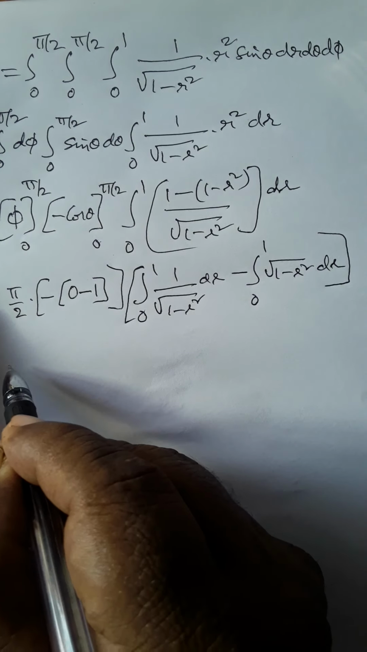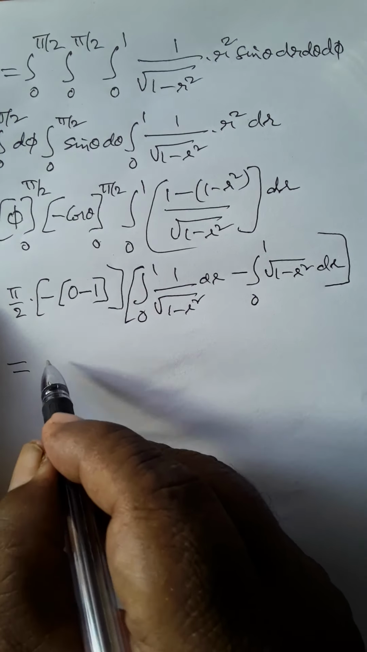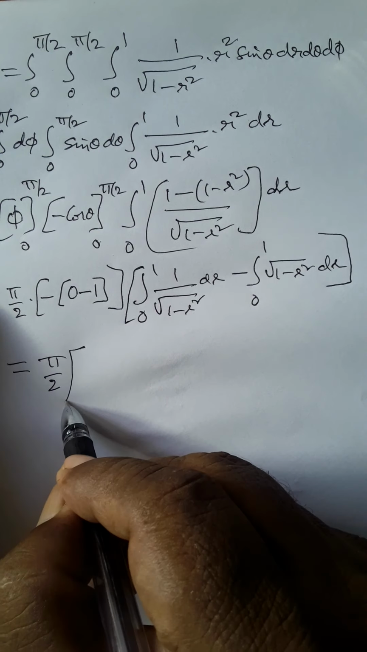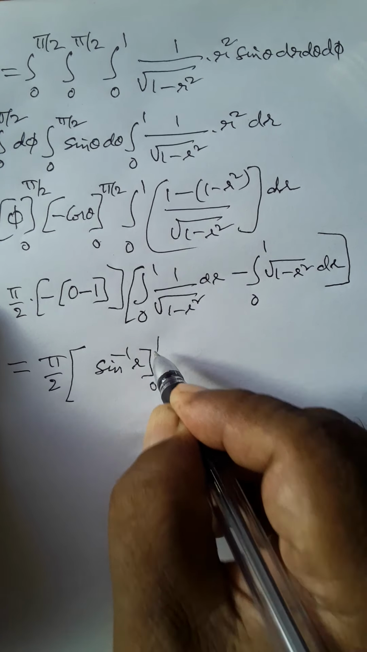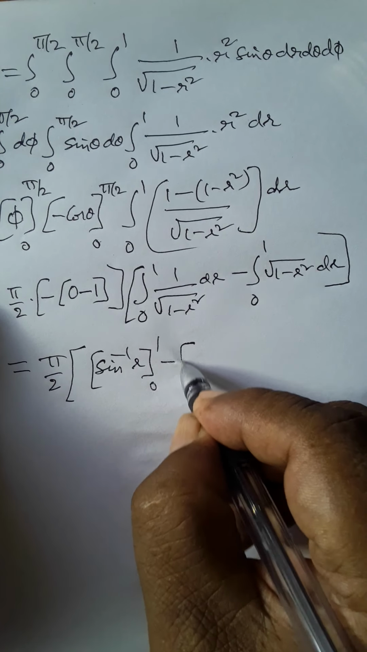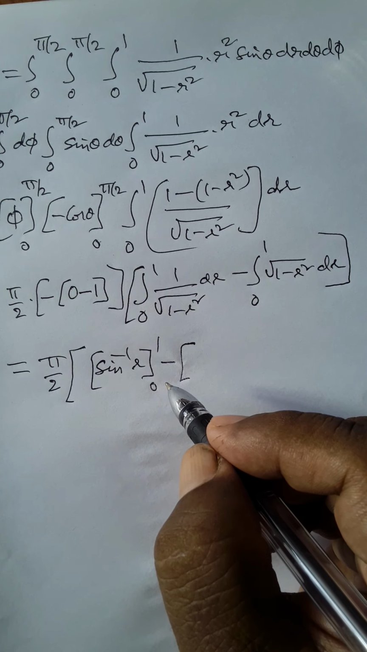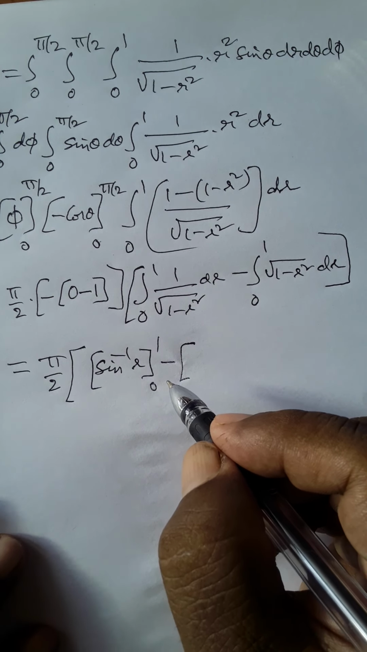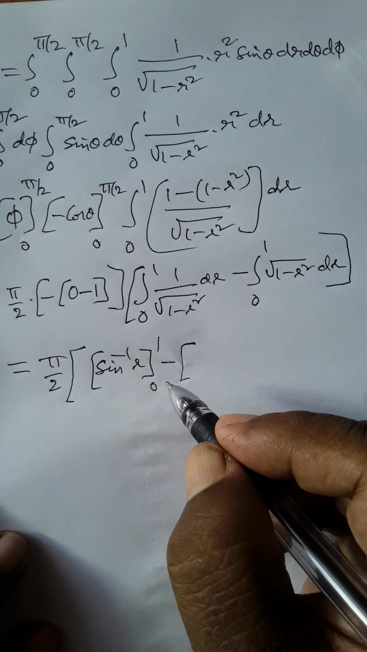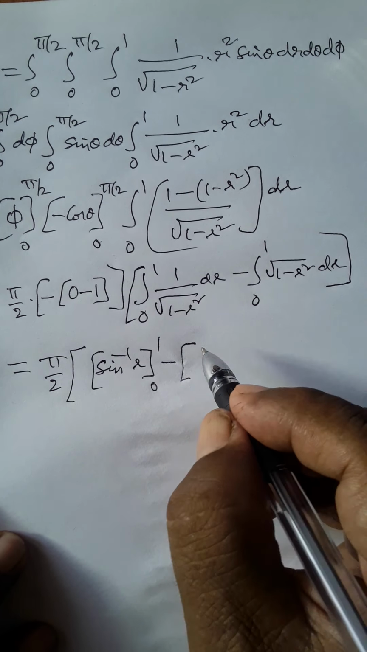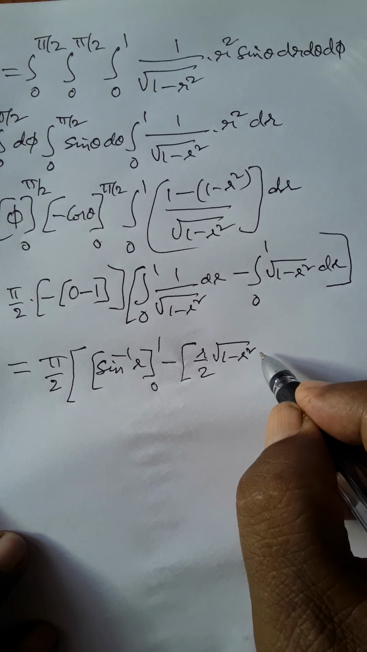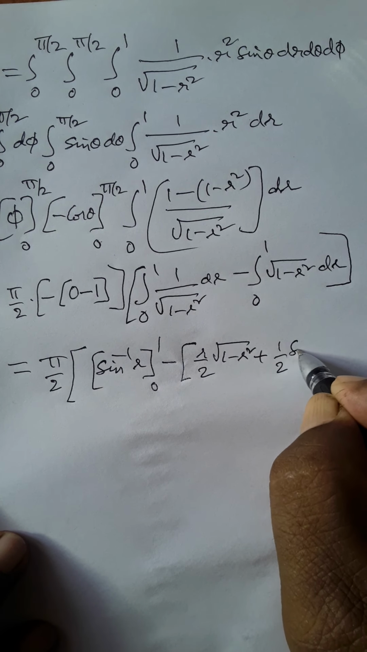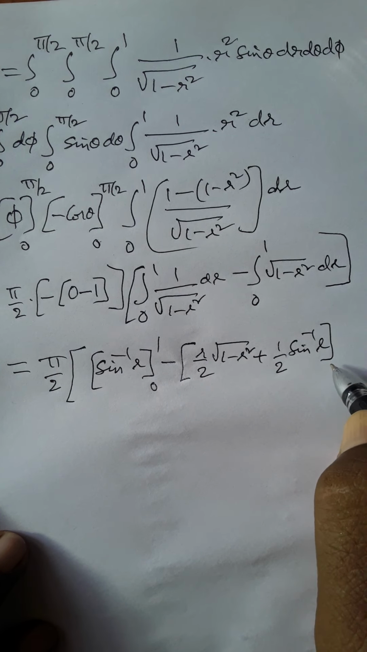Put bracket. This is equal to pi by 2 into, here the formula, sin inverse r, 0 to 1. For this, the formula is root over a square minus r square: r by 2 root over 1 minus r square plus a square by 2, a square means 1, by 2 sin inverse r, 0 to 1.